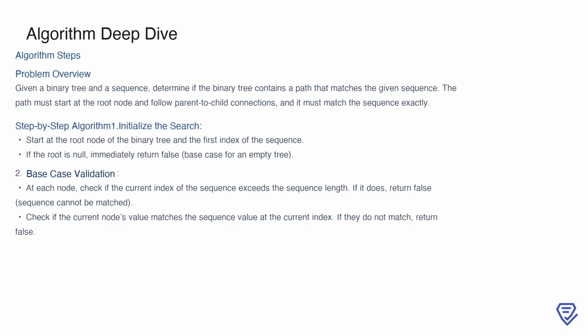If the tree is empty, meaning the root is null, we can immediately return false since there's no path to match. Next, at each step, we validate the base conditions. If the current index of the sequence exceeds its length, it's impossible to match, so we return false. Additionally, we check if the value of the current node matches the sequence value at the current index. If it doesn't, that path cannot be valid, and we return false to terminate further exploration down that branch.